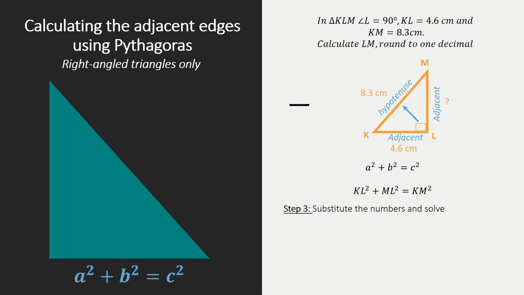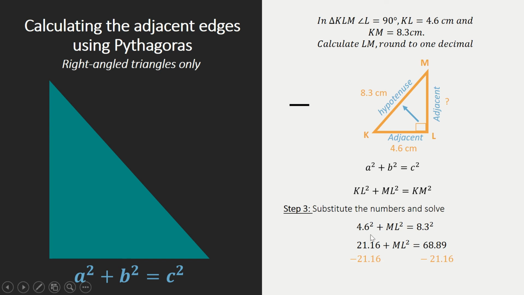Our third step is to substitute the numbers and solve. So that means that I'm going to fill in for KL 4.6 squared, for ML just ML squared, and for KM 8.3 squared. You can just type this in your calculator. 4.6 times 4.6 equals 21.16, and 8.3 times 8.3 equals 68.89. Now you're going to solve, and please remember that you're going to use the balance method.